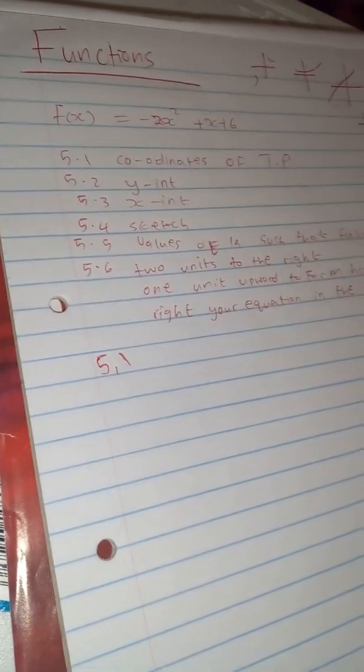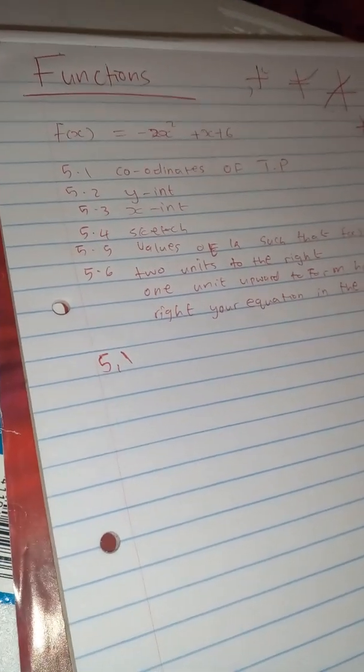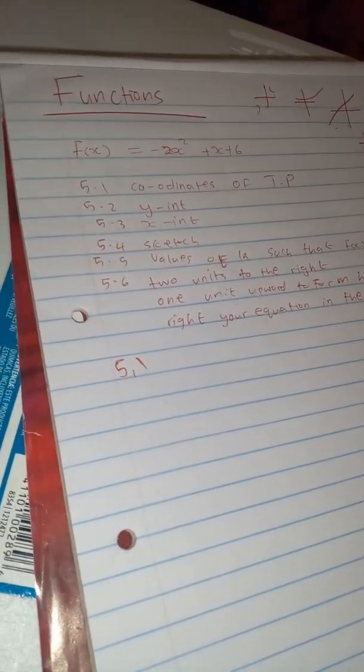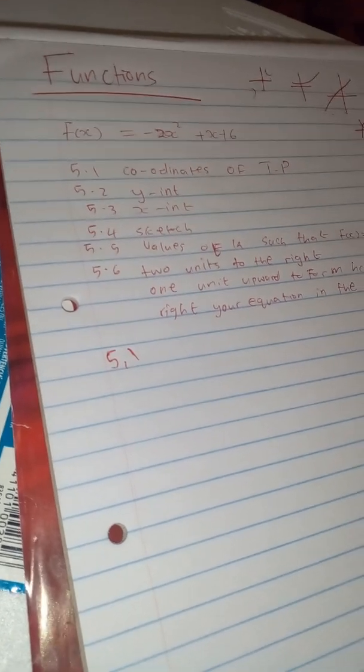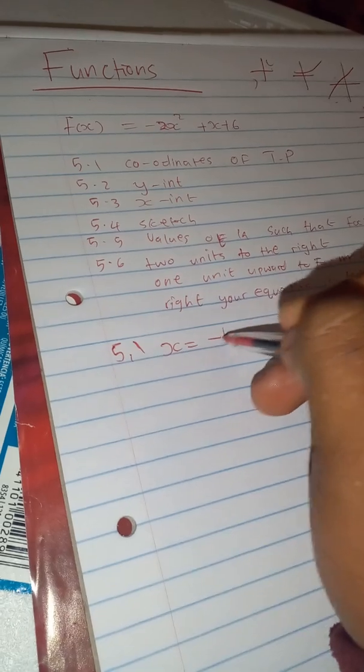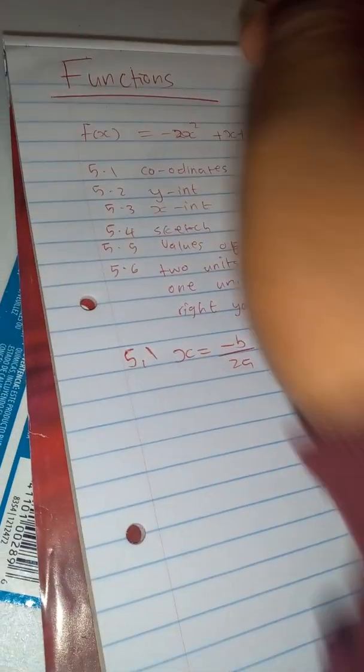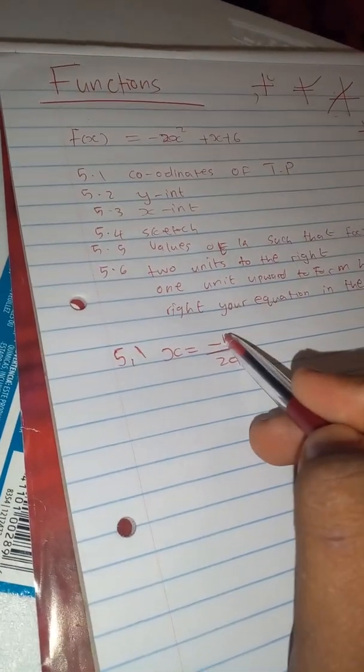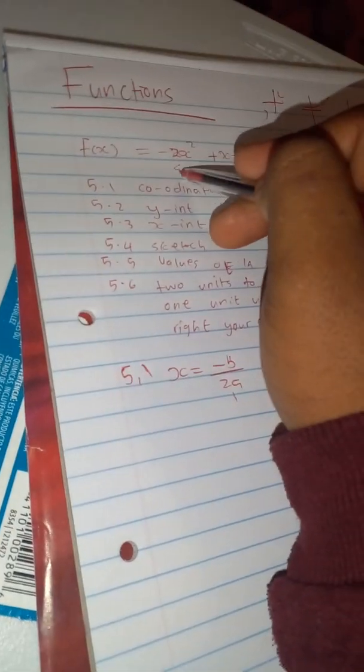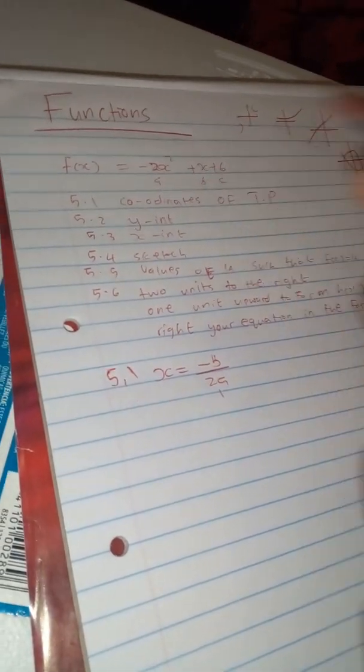They said find the coordinates of the turning point. So when you find the coordinates of the turning point, you must have an x and a y. To find x, I can use this formula: x is equal to negative b over 2a. But I have my equation, so I'm going to take the value of b and the value of a. So I have my a here, I have my b here, and my c.